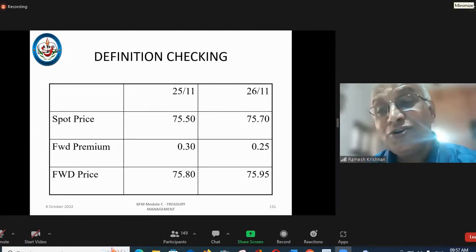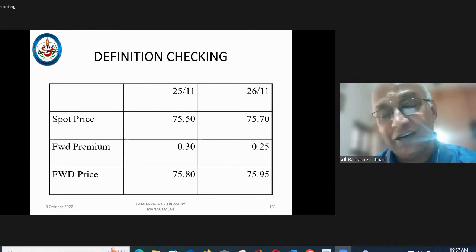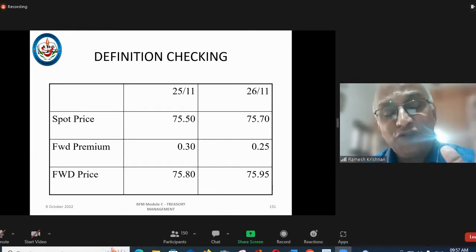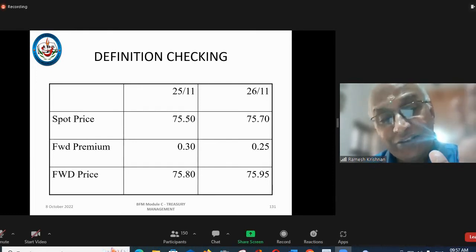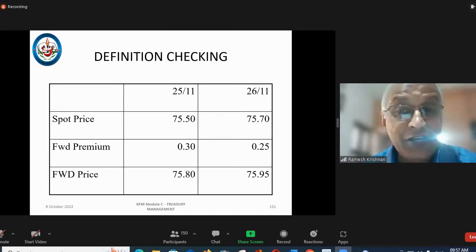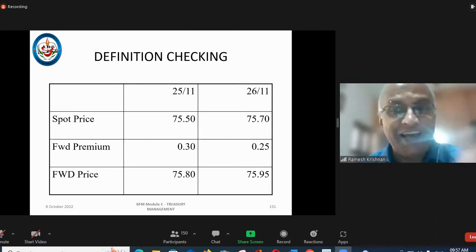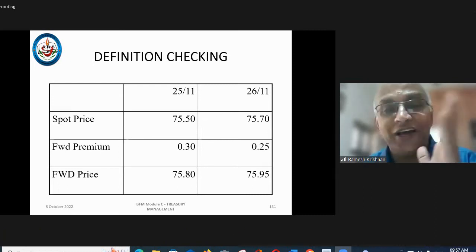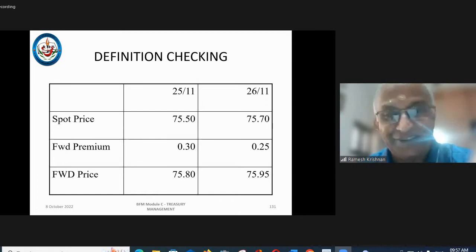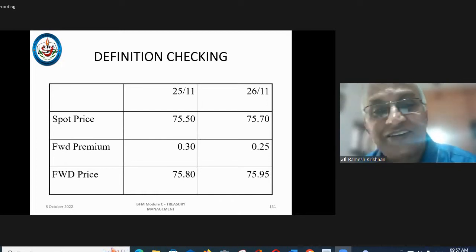Beautiful question. So the concept you need to understand is that today, whether X comes, Y comes, or Z comes, the price for 1 month forward will be 75.80. Given this data, if he comes tomorrow, it will be 75.95. Or assuming 26th is today and 25th is yesterday, then it will be like that. Very good question. So have I clarified?